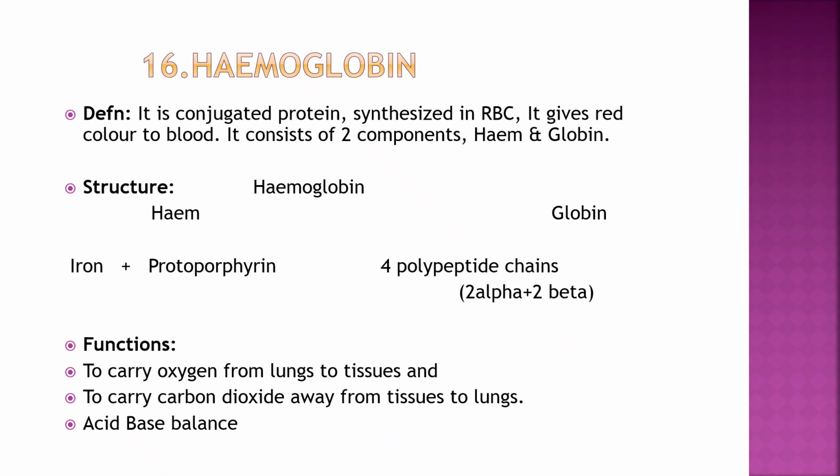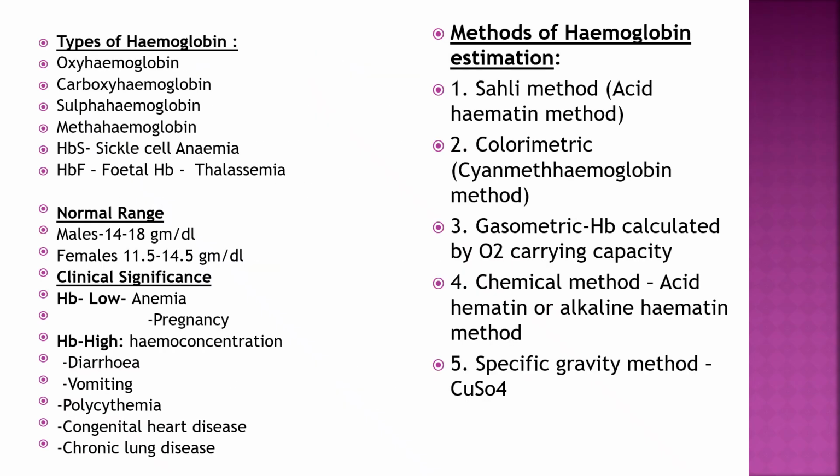Function of hemoglobin is to carry oxygen from lungs to tissues, to carry carbon dioxide from tissues to lungs, and acid base balance or buffer. Types of hemoglobin are different, like oxyhemoglobin, carboxyhemoglobin, sulfhemoglobin, methemoglobin, or abnormal hemoglobins like HbS, which is seen in sickle cell anemia, HbF, which is seen in thalassemia, that is fetal hemoglobin.